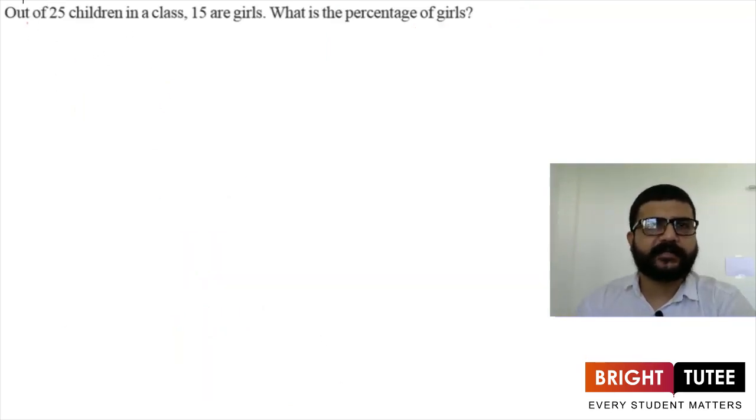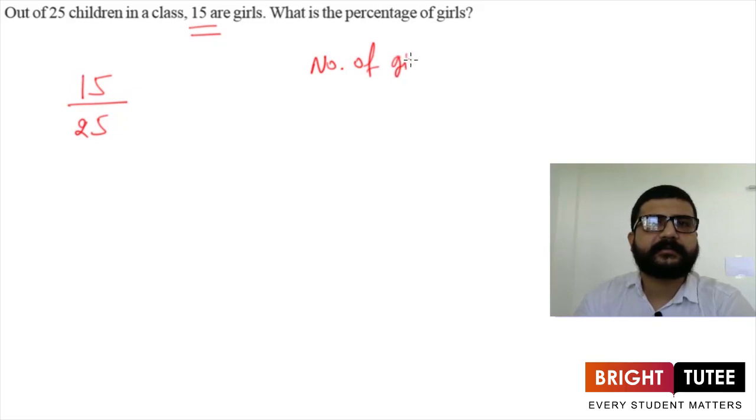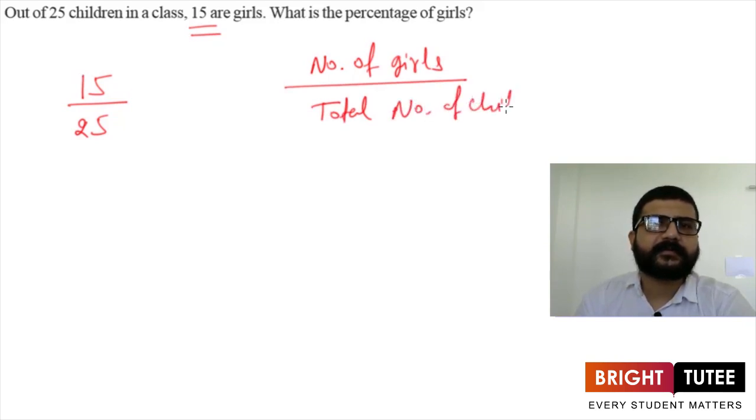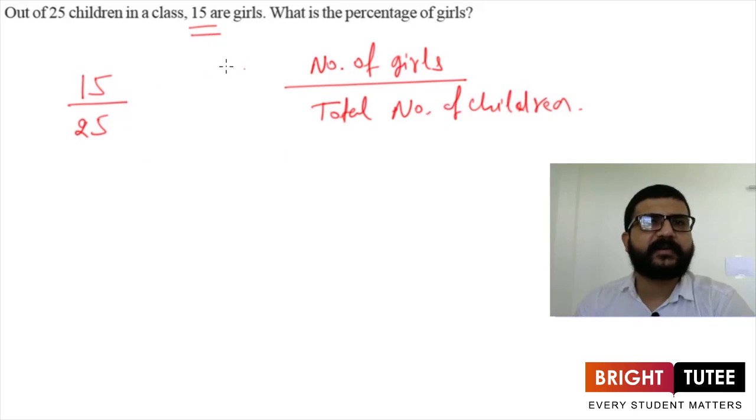Now let's consider this question. The question here is, out of 25 children in a class, 15 are girls. What is the percentage of girls? So what do you think? How should we do this now? Do we have any fraction here? Yes, we have one fraction. It is 15 upon 25, that is number of girls upon total number of children. So this fraction is representing number of girls in a class.